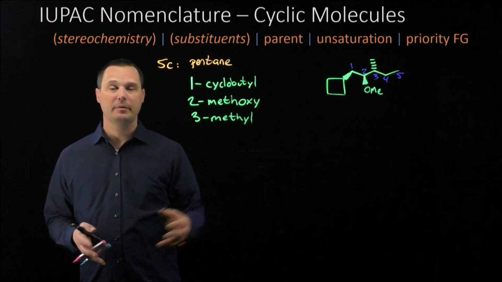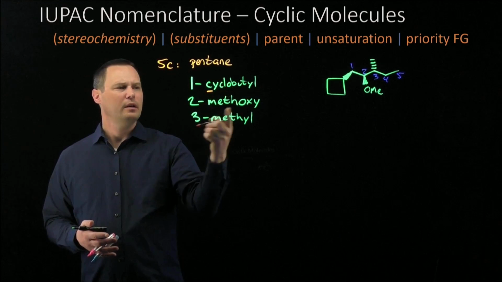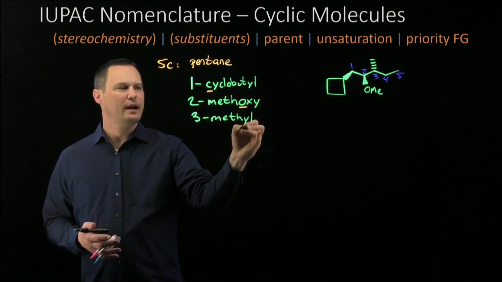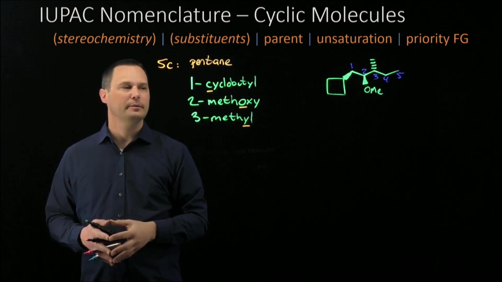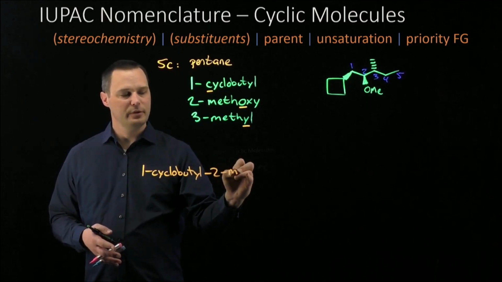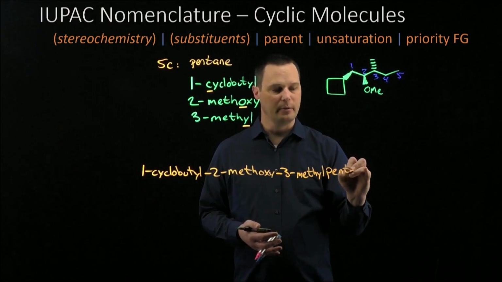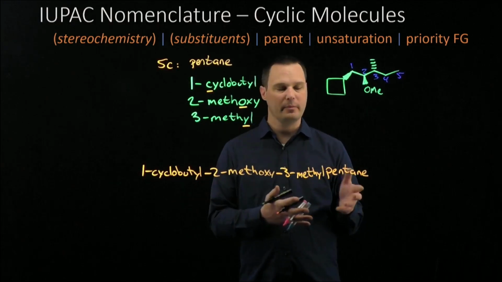Now we're ready to build the name of this molecule. To alphabetize, we'll use the C in cyclobutyl. Here they tie up until the O in oxy and the Y in the yl substituent. So alphabetically first will be the cyclobutyl substituent, followed by the methoxy substituent as the next alphabetical, and then the methyl substituent, followed by the name of our hydrocarbon. 1-cyclobutyl, 2-methoxy, 3-methylpentane.